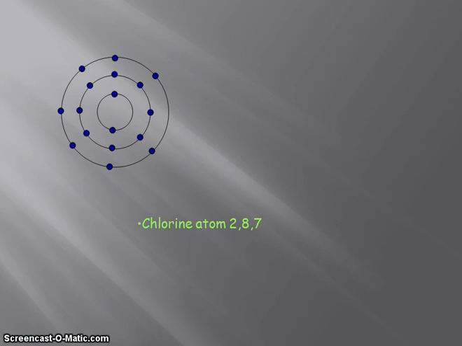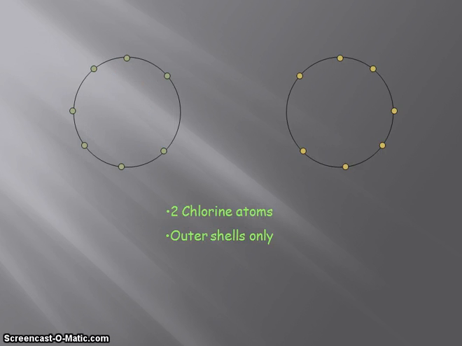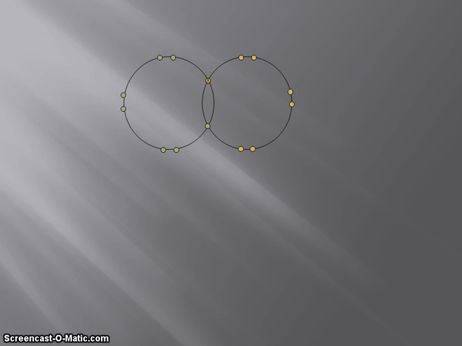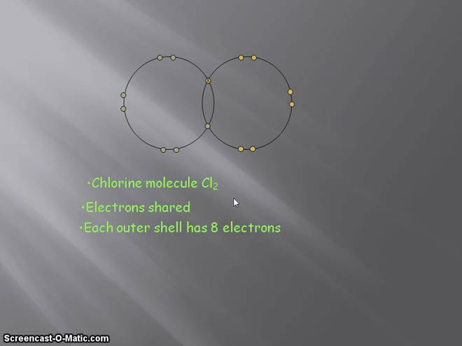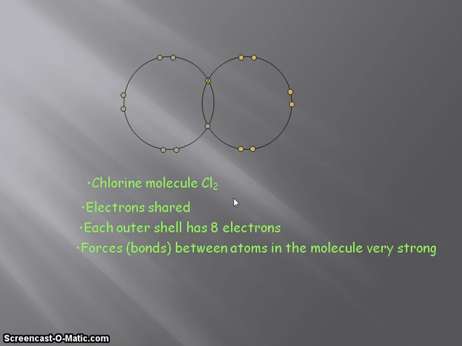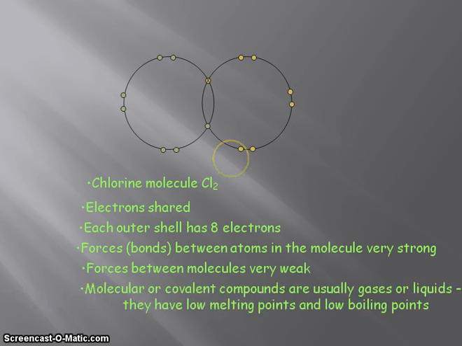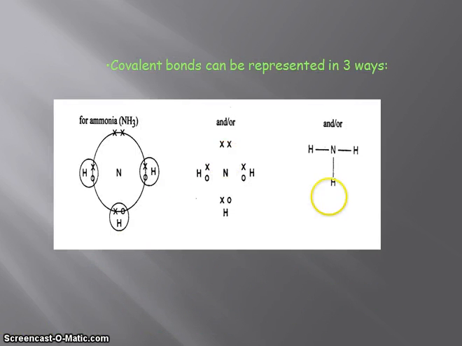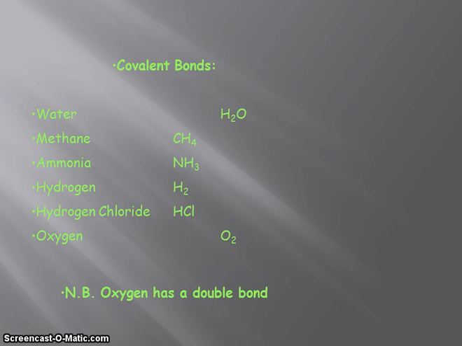Covalent bond. Chlorine atoms share electrons, forming a bond between two chlorine atoms. The forces between atoms in the molecule are very strong. Molecular formation of ammonia and other molecules. Chlorine covalent bond.